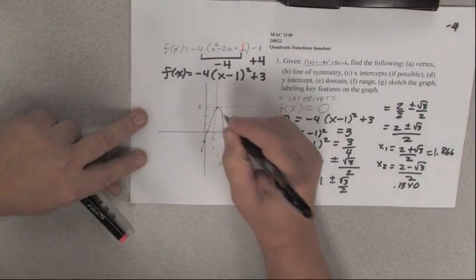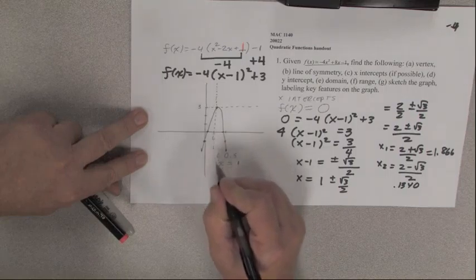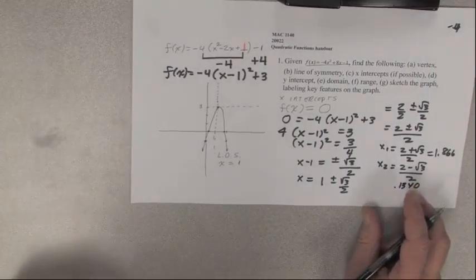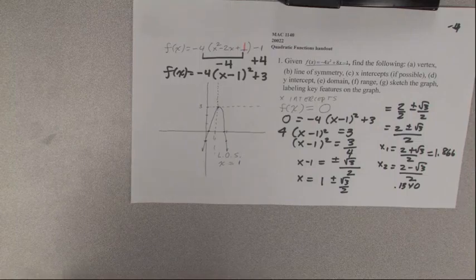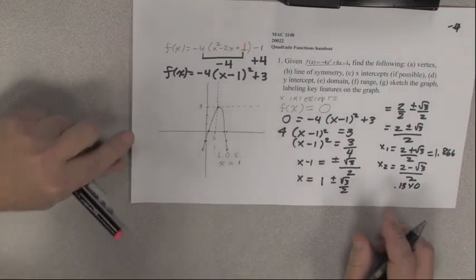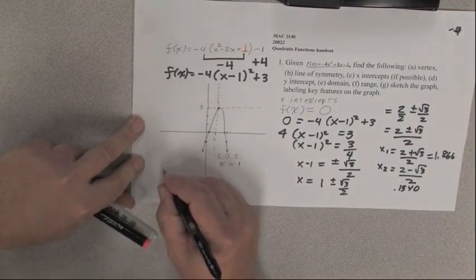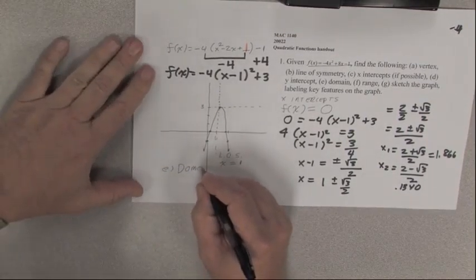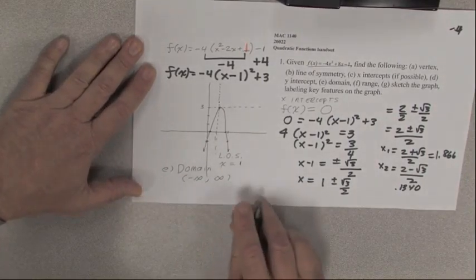If you have the vertex, if you have the x-intercepts, and a few more representative points, usually 5 points are all that is needed to find a good sketch. Now the other question we want to ask is, what is the domain? Well, the domain of any quadratic function will always be all real numbers. So down here, on the left side, we'll say the domain will be negative infinity to positive infinity.